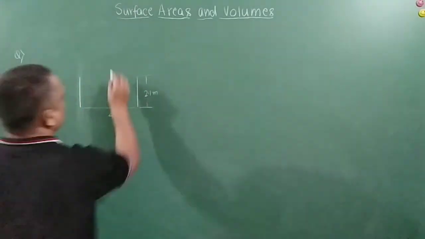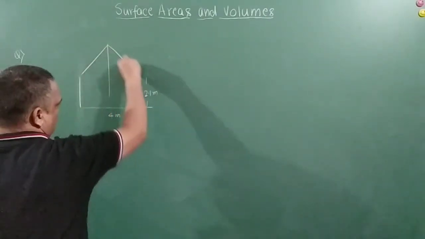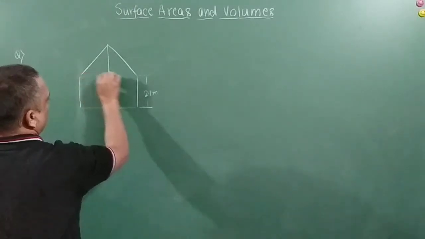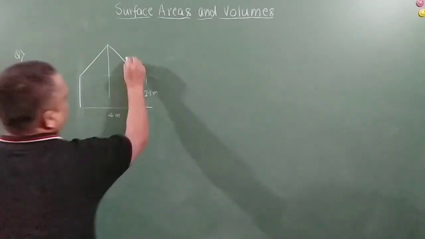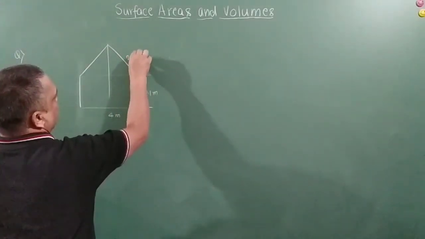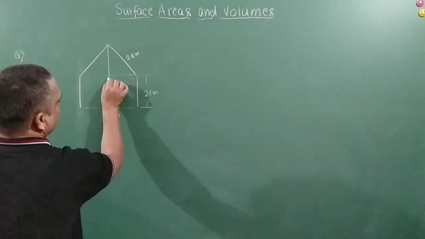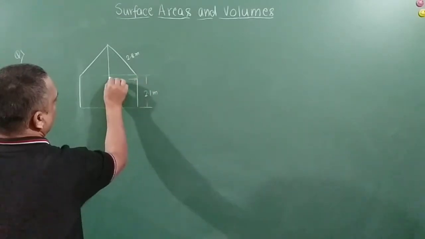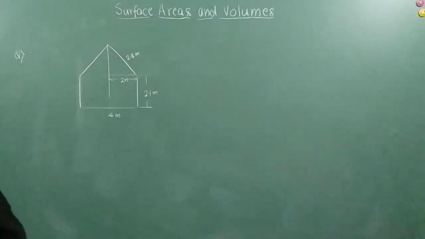Now, it is something like this. It's a tent, right? Now, slant height of the top is 2.8 meters. This is the slant height, right? So since this is 4, this will be 2 meters, right, friends? Now what else is required?